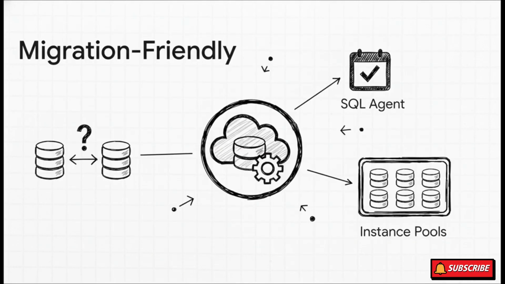And you really see that compatibility in the details, the features that your on-prem apps depend on. You've got SQL Agent for scheduling jobs. You can do cross-database queries. You can even get into system databases like TempDB. It even has a feature called Instance Pools, which is a super cost-effective way to migrate a whole bunch of smaller SQL instances without having to go through a massive consolidation project first.